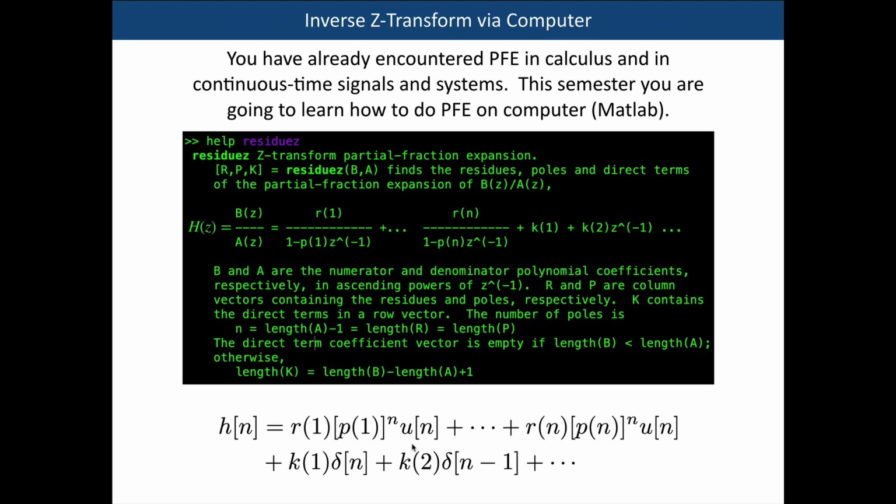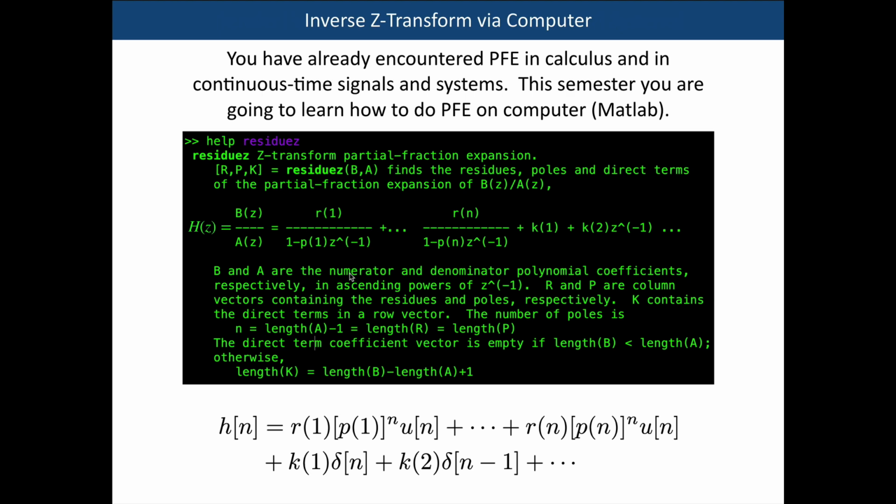If you go into MATLAB and type help residuez, which is the function for doing partial fraction expansion in MATLAB, of the kind that we're interested in, you get this help message that scrolls down, and I'm showing part of that here on the screen. If you read this, notice that you pass in b and a. Remember, in MATLAB, you represent a rational function in terms of vectors of coefficients, b for the numerator, a for the denominator. So basically what we're passing into this residuez function is a representation of a transfer function. And it says this finds the residues, which are the numerators in the partial fraction expansion, the poles in the vector p, and other direct terms.